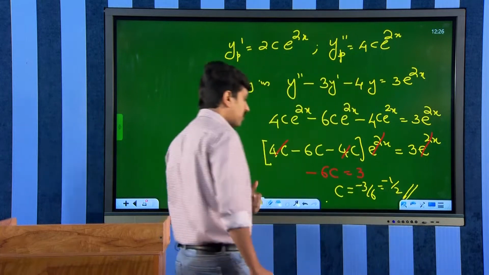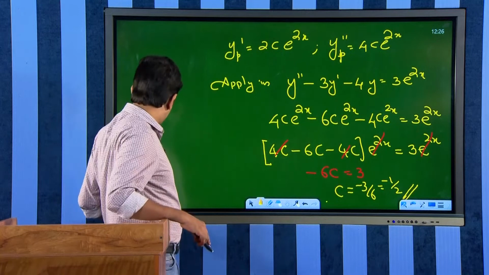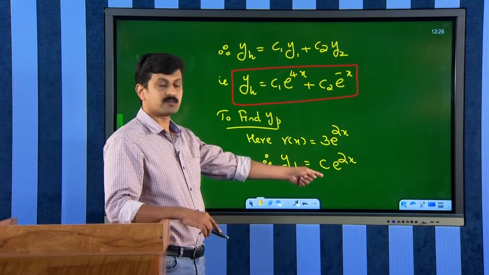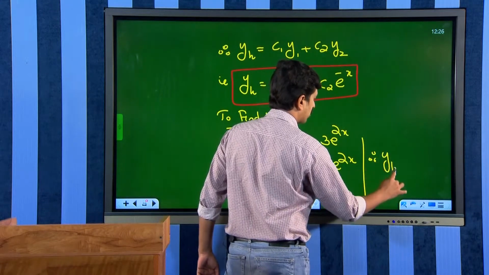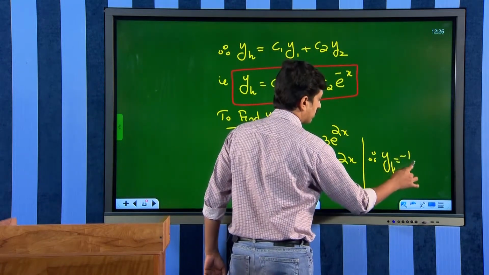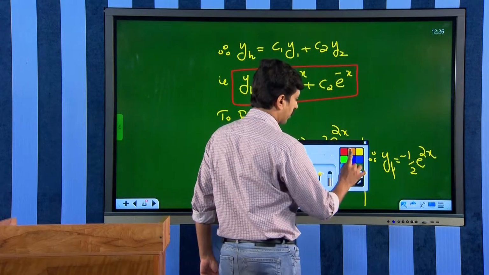Fine. Now we found the value of c is equal to minus 1 by 2. Therefore, substituting c, yp is equal to minus 1 by 2 e raised to 2x is the yp.